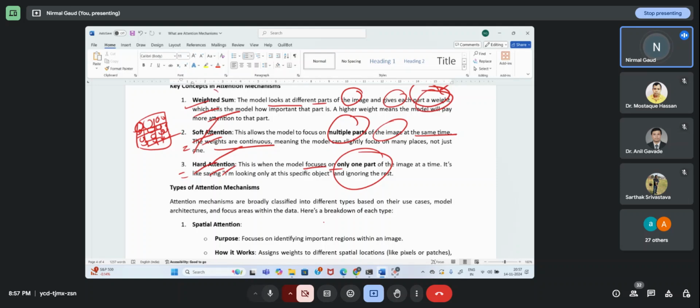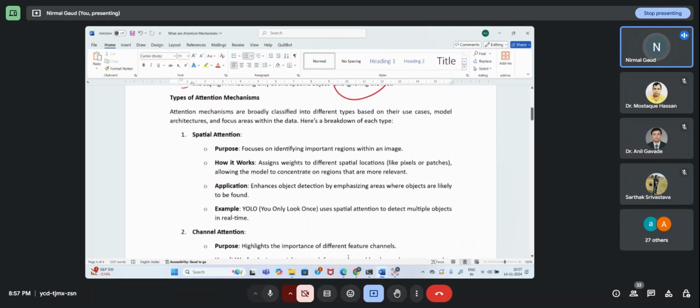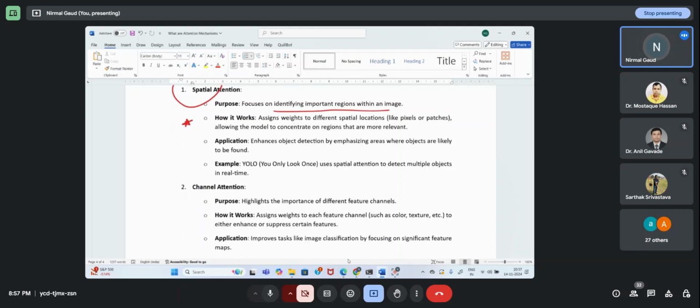And we do take the weighted sum in general. That's the phenomenon we follow. There are different types of attention mechanism. One is spatial attention, which means you focus upon different regions in the image. Okay, important, I focus upon different regions in the image.